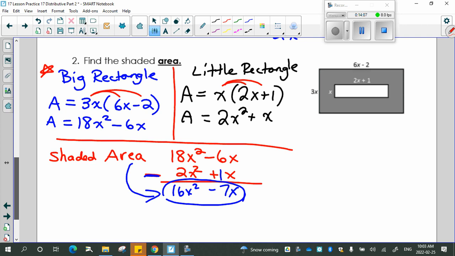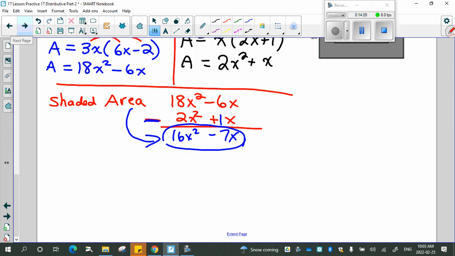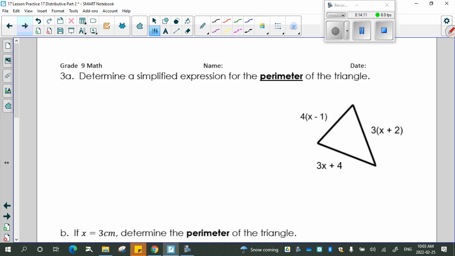Okay, and I think then we get to one that's a bit easier. On our next page, determine a simplified expression for the perimeter of the triangle. This is 3A. Determine a simplified expression for the perimeter of the triangle. So perimeter, you add the sides.